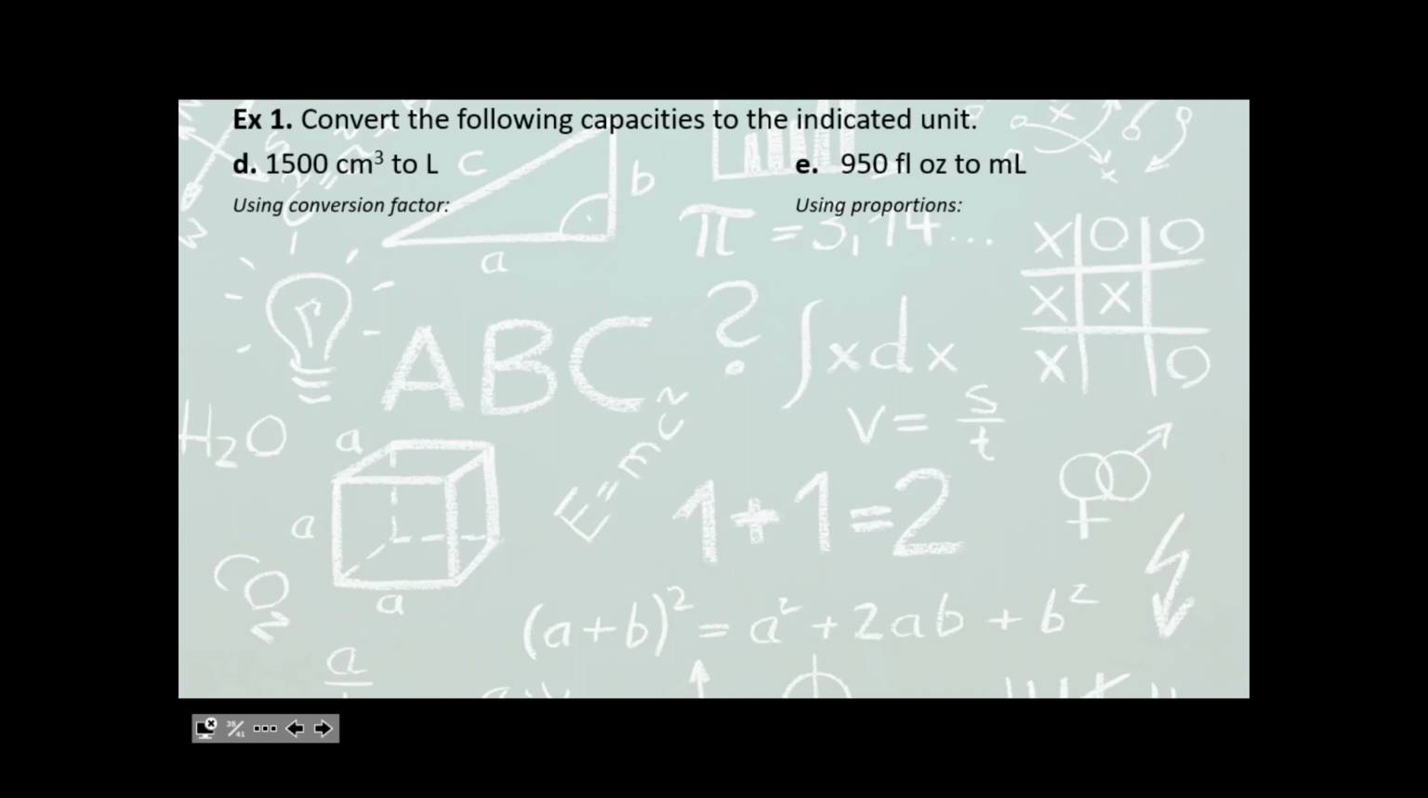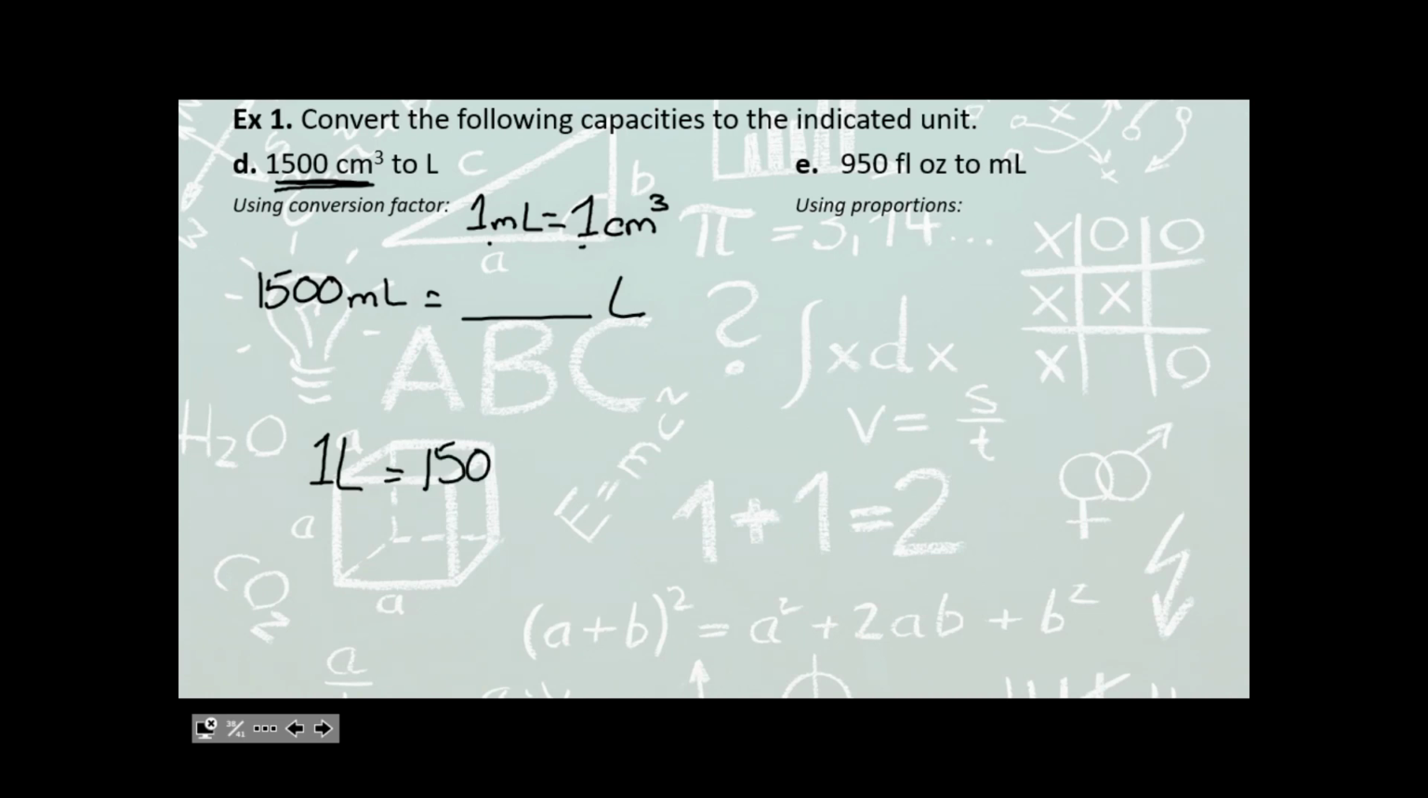So the first one says 1,500 centimeters cubed to liters using the conversion factor. Well, on my formula sheet, it tells me that 1 milliliter is equal to 1 centimeter cubed. So that's a 1-to-1 ratio. So if I have 1,500 centimeters cubed, that's just going to be 1,500 milliliters, because that's a 1-to-1. Now, 1,500 milliliters, I still need to change that to liters. And then I can use on my formula sheet, 1 liter is equal to 1,000 milliliters.